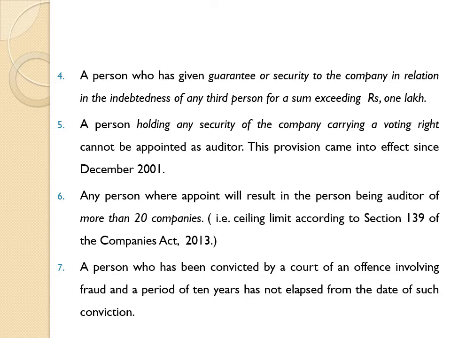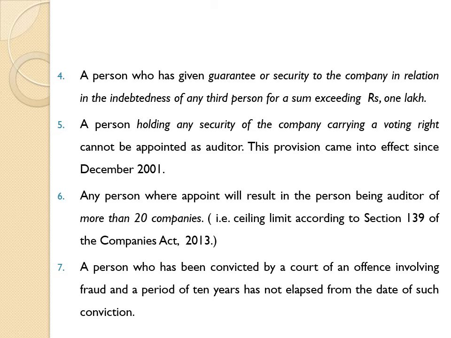Fourth one, a person who has given guarantee or security to the company in relation to the indebtedness of any third person of a sum exceeding rupees 1 lakh. It means that a person who has given a guarantee on behalf of a third party regarding indebtedness of a sum exceeding rupees 1 lakh cannot be appointed as an auditor of the company.